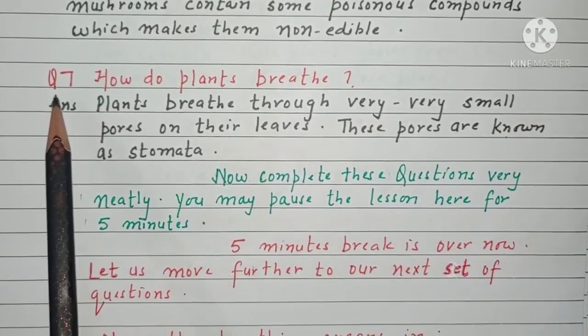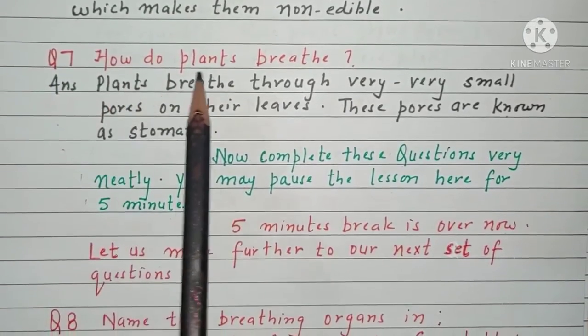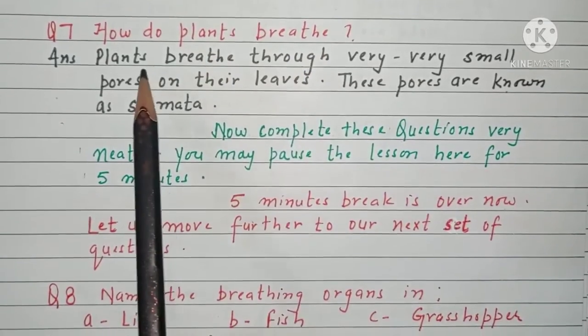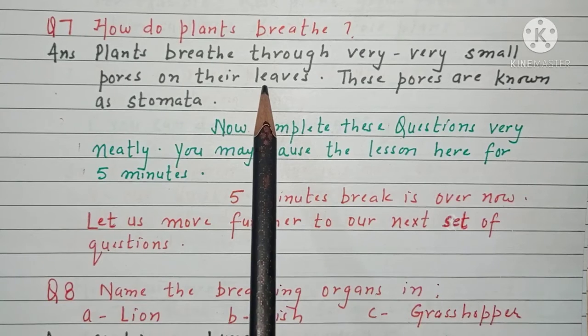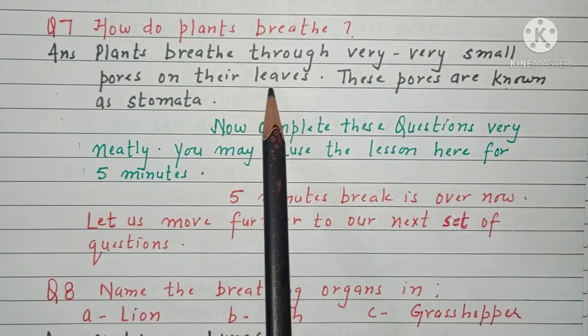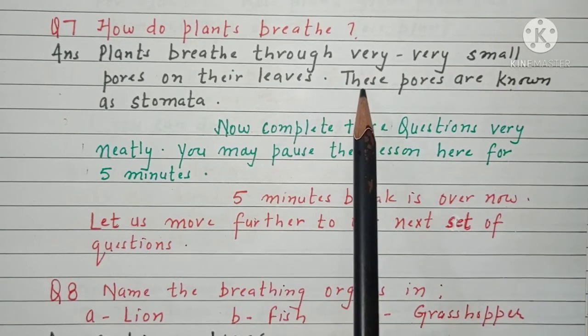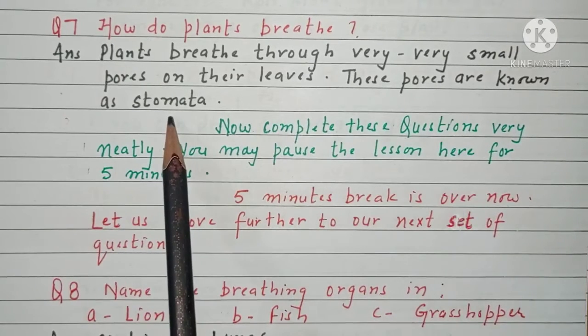Fine. Moving on to question number 7 now. How do plants breathe? Plants breathe through very, very small pores on their leaves. These pores are present on the underside of the leaves. And what do we call these pores? They are known as stomata.